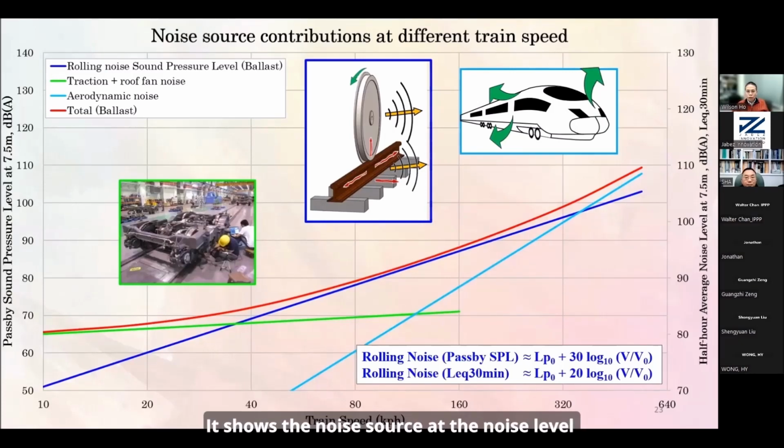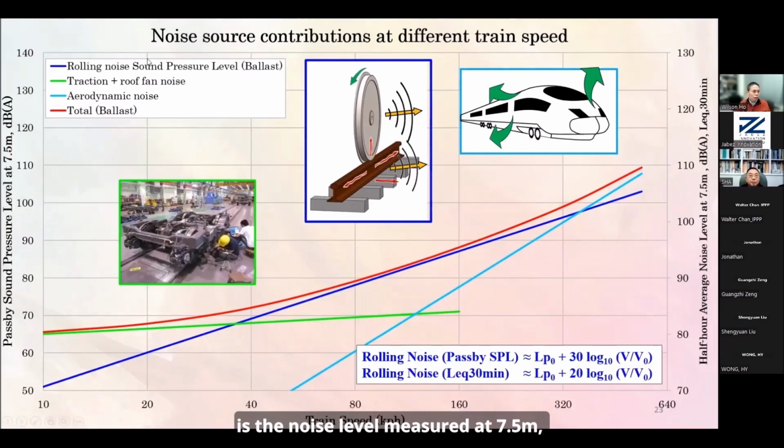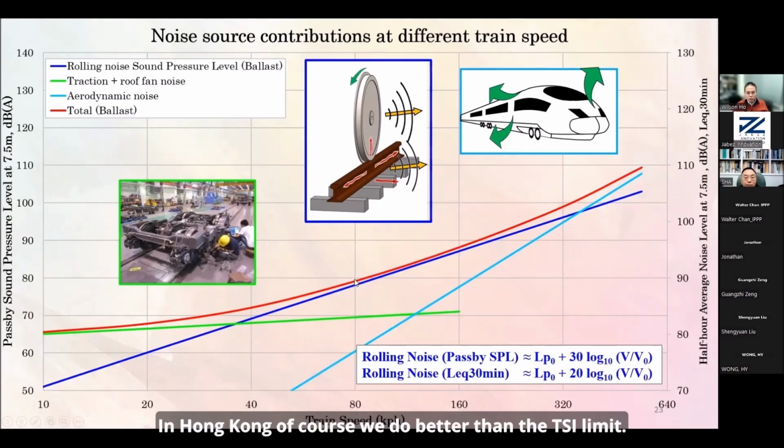It shows the noise source, the noise level at different train speeds, which was also presented in the last webinar. The y-axis on the left side is the noise level measured at 7.5 meters, the spontaneous noise level. The x-axis is the speed of the train. For example, if we are talking about 80 kph measured on a ballast track at 7.5 meters, the TSI limit is 80. In Hong Kong, of course, we are better than the TSI limit.